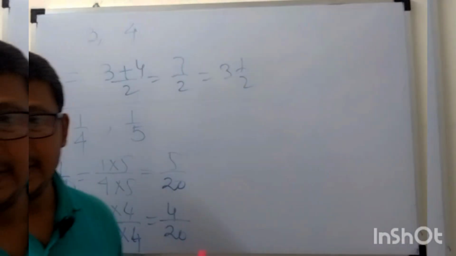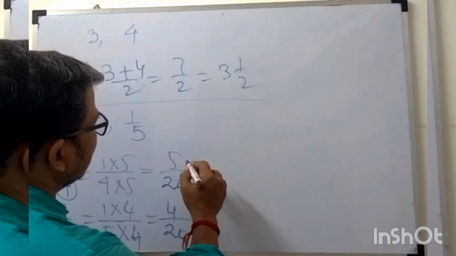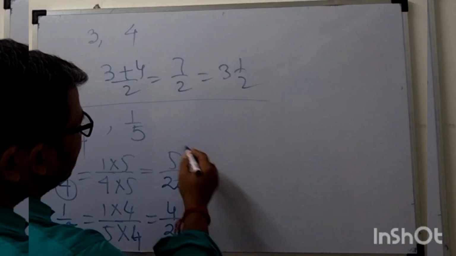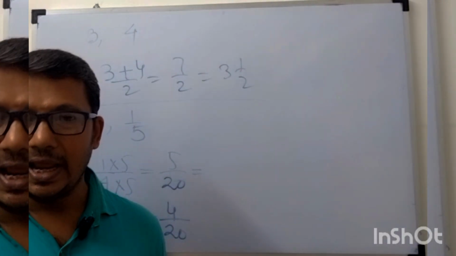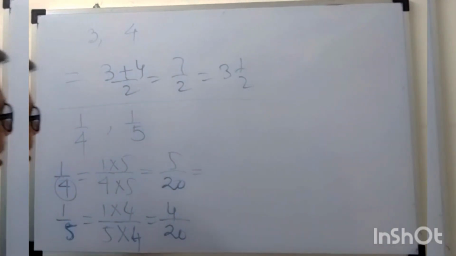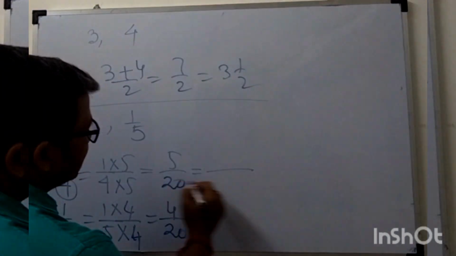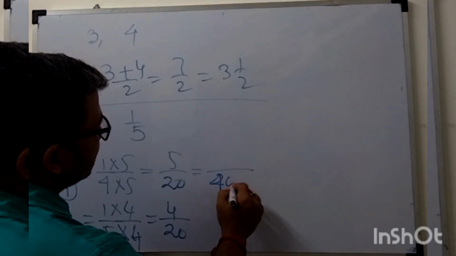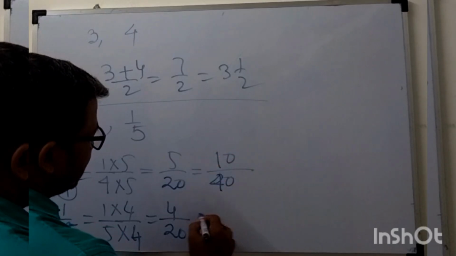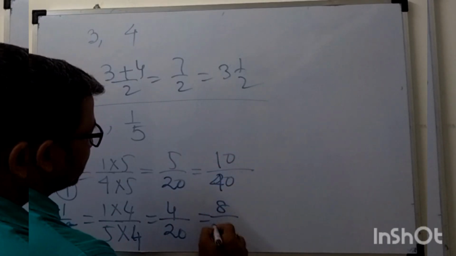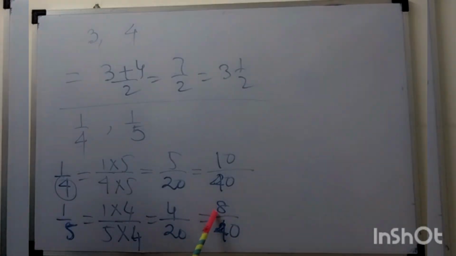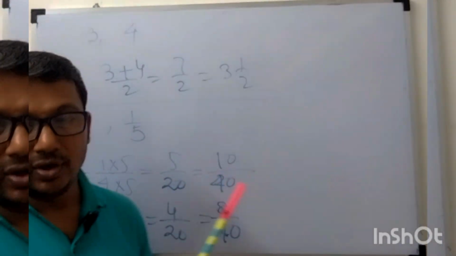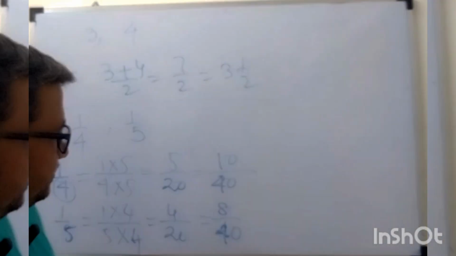What will be the next step? Next step is let us make it double, that is, multiply both the denominator and the numerator by 2. What will we get? Here this will be turned to 10/40 and this will be 8/40. Between 8 and 10 we can get only one integer, that is 9.